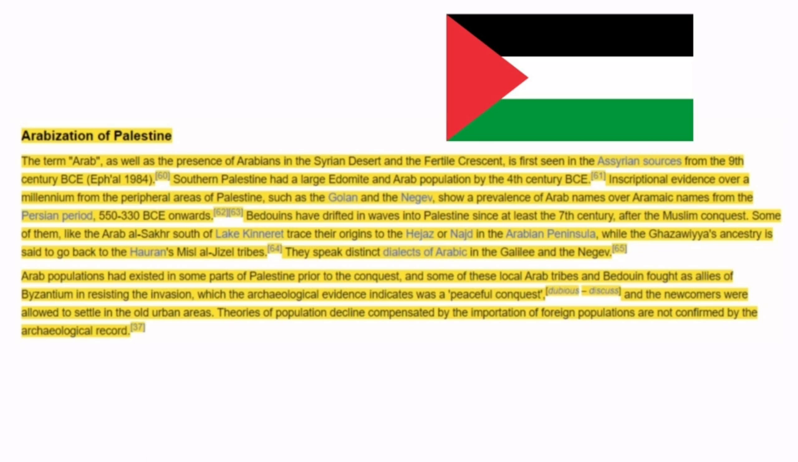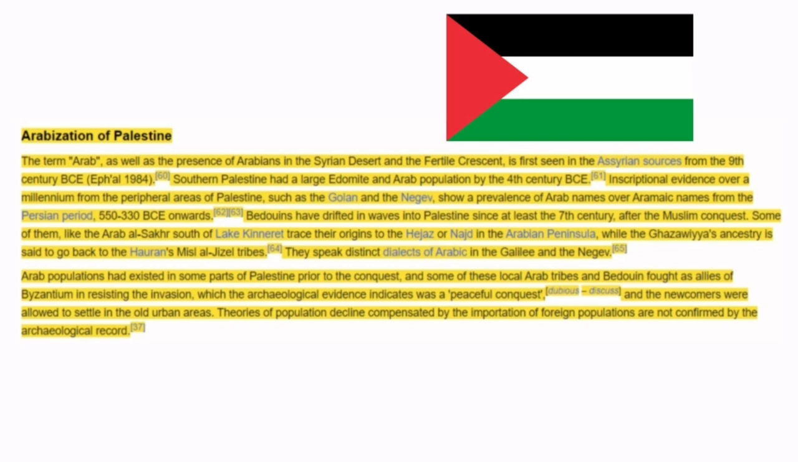Inscriptional evidence over a millennium from the peripheral areas of Palestine, such as the Golan and the Negev, shows a prevalence of Arab names over Aramaic names from the Persian period, 550 to 350 BCE onwards. By that time, by the Persian period, the Arabic population basically dominated the area, and instead of Aramaic being spoken, you see Arabic being spoken.